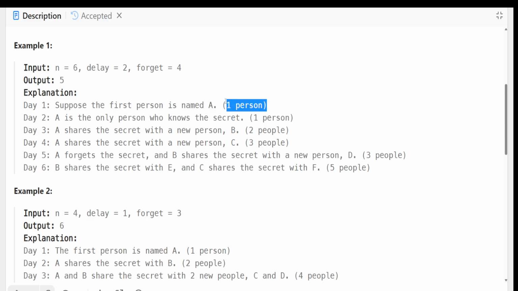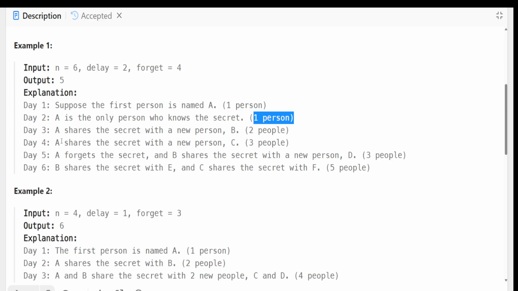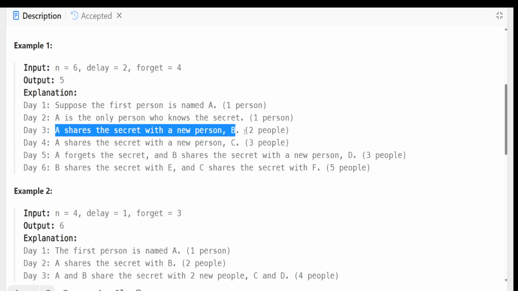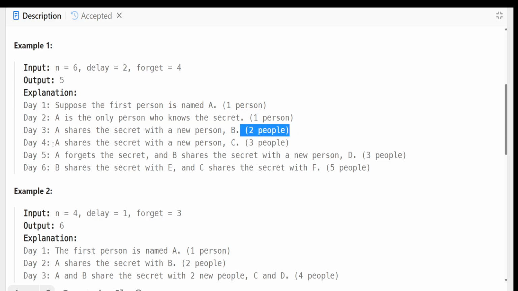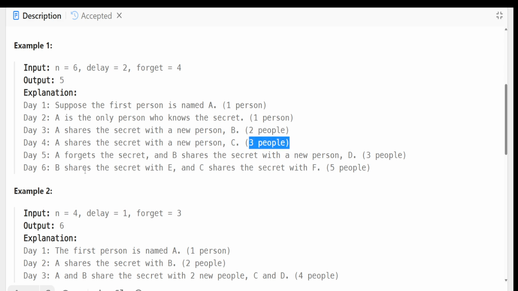We can say one person. When we talk about a person who knows the secret, it is 1, right? Now a person shares the secret with person B, it is 2. Now another person learns, that is C, it is 3 people, right? So if you see, this is a kind of prefix sum, right? Means we are getting the previous values added into the current one. That is why we have to use this approach.